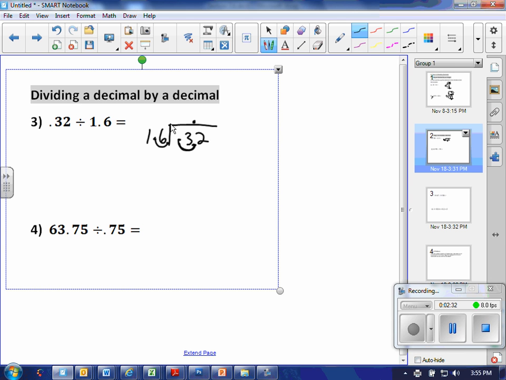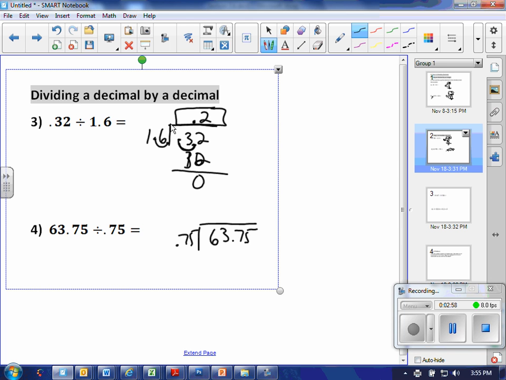Now I treat this almost like 32 divided by 16. So I'm going to say 16 goes into 32 2 times. 2 times 16 is 32, I'm sorry. Okay, 32 minus 32 is 0. I'm done. And your answer would have been 0.2. Okay, next problem. First one goes in the house.